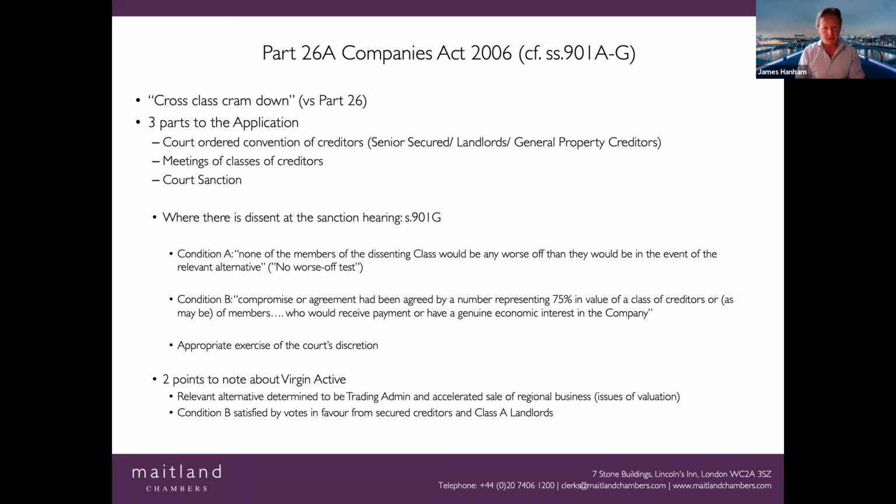Two initial points to note about the Virgin Active case. First of all, the relevant alternative was determined to be a trading administration and the accelerated sale of the regional business. And that was determined by reference to issues of valuation, which we may mention later on. And condition B was also satisfied because the votes in favour had come from the secured creditors and Class A landlords. So the judge, Mr Justice Snowden, was only concerned essentially with the no worse off test and the question of discretion.